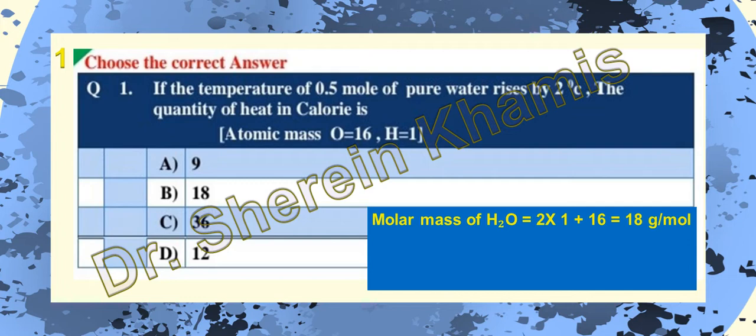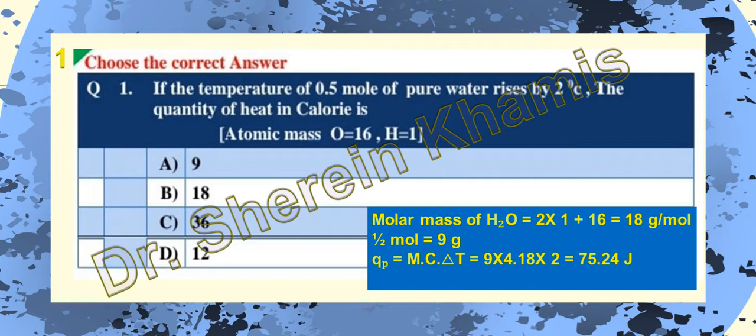Molar mass of water, H2O, equals 2 times 1, for 2 atoms of hydrogen, plus 16, so it will be 18 gram per mole. After that, half a mole equals 9 gram. This is the first step. Second, we calculate Q equals mc delta T. The mass is 9, times 4.18 for water, times the change in temperature, which is positive as it rises.